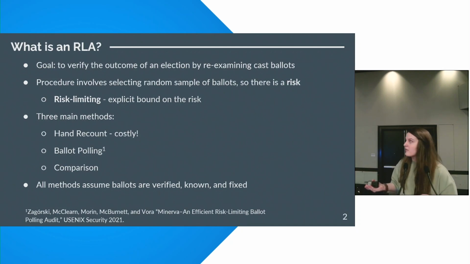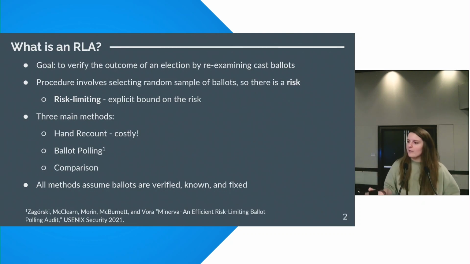The procedure involves selecting a random sample of ballots, so there is a risk or a chance we won't find an error in the election results if there is one. So when we say it's a risk-limiting audit, we mean there's an explicit bound on this risk. There's three methods for a risk-limiting audit.